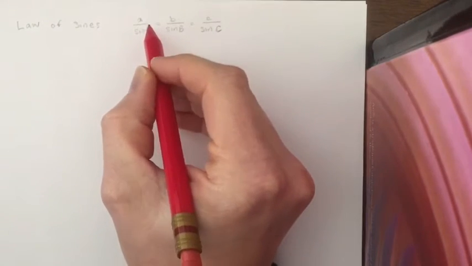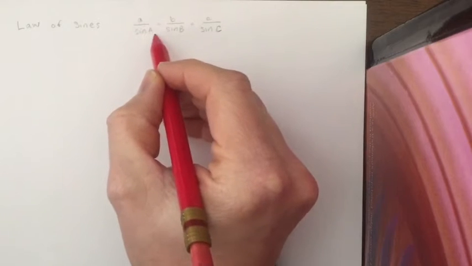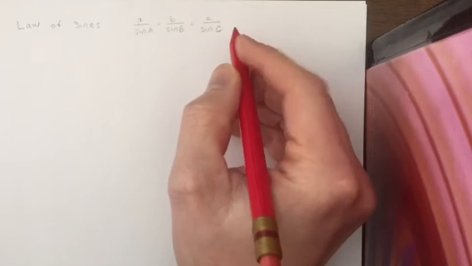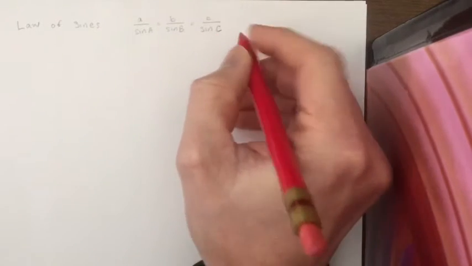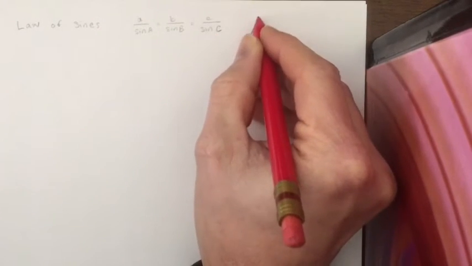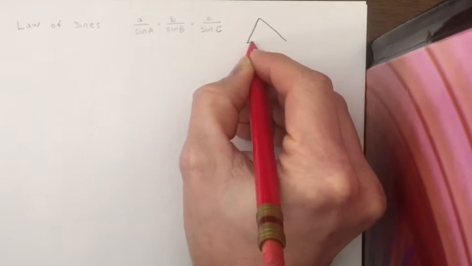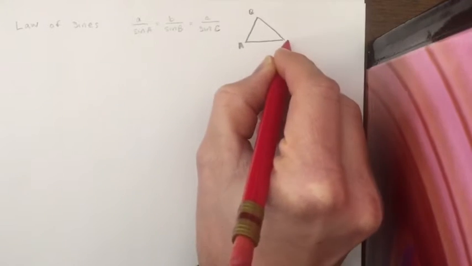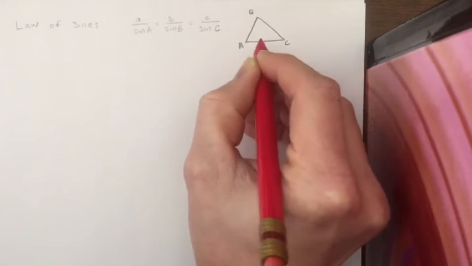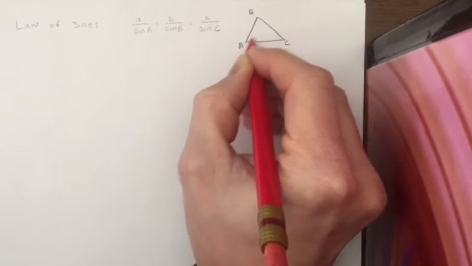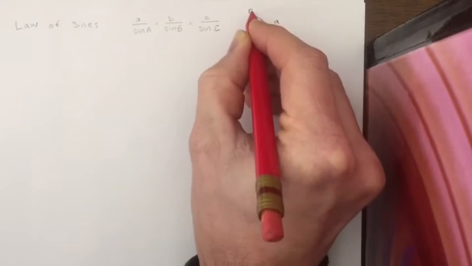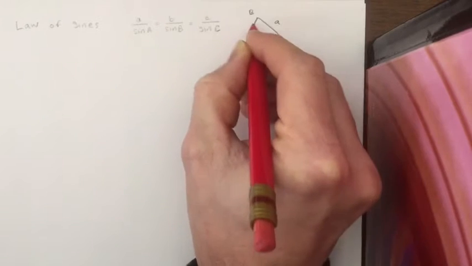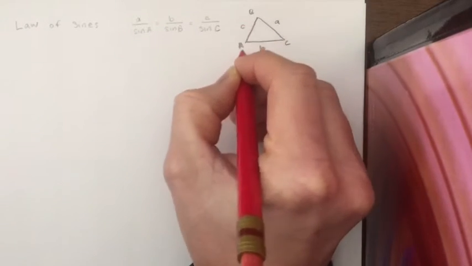That's a over the sine of angle A is equal to b over the sine of angle B, which is equal to c over the sine of angle C. We talked about the naming convention with triangles. If this is triangle ABC, then side a would be the side that's opposite angle A. This is opposite b, so this would be little b, and this is opposite C, so this would be little c.